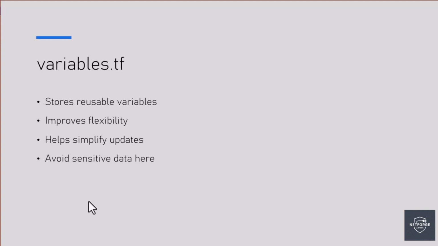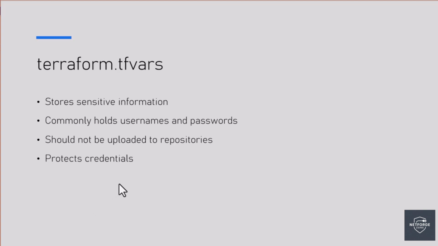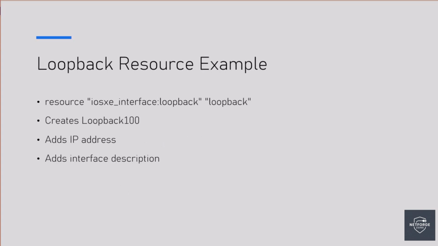Variables themselves, like I said, could be in different forms, and this is going to give you, first of all, avoidance of saving sensitive data in the files, and also simplifies the update and improves the flexibility, which means that anyone can reuse the document and enter the values that are specific to that person. terraform.tfvars is for sensitive information that you have, like username and password, and it should not be uploaded to repositories. You need to protect those credentials most of the time.